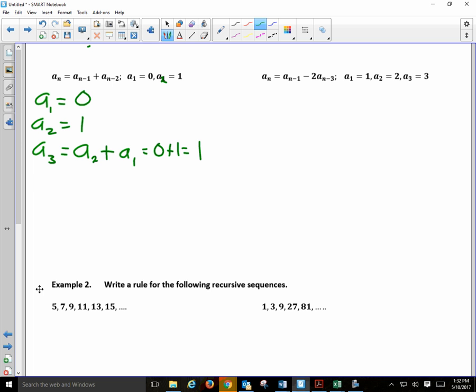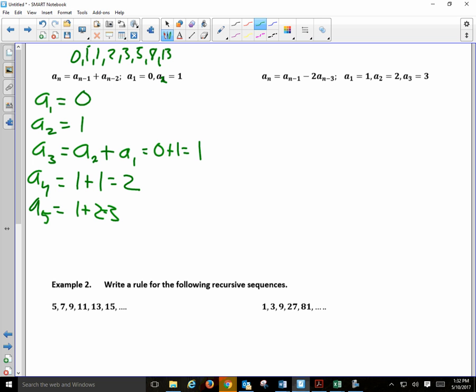So we have 0, 1, and 1. So a sub 4 would be 1 plus 1 is 2. And a sub 5 would be 1 plus 2 is 3. And so your sequence becomes 0, 1, 1, 2, 3, 5, 8, 13, 21, 34, 55, 89. And you guys recognize that to be what? The Fibonacci sequence.